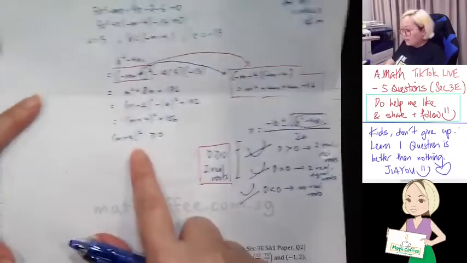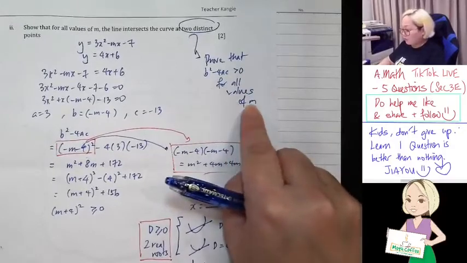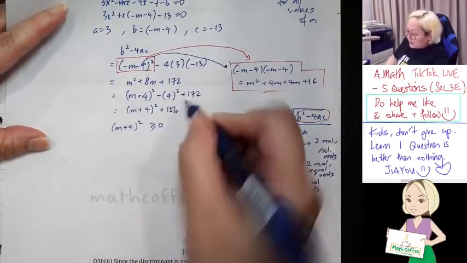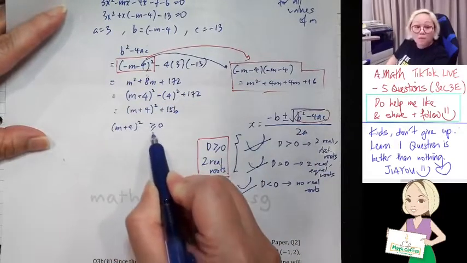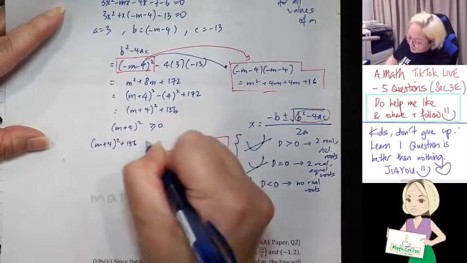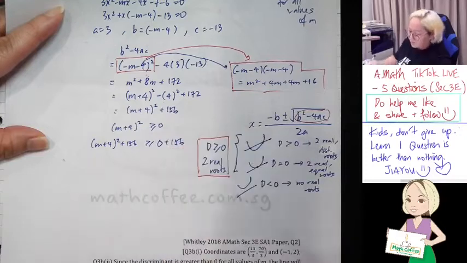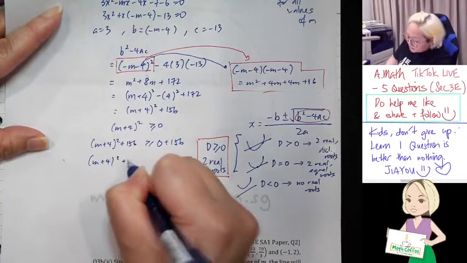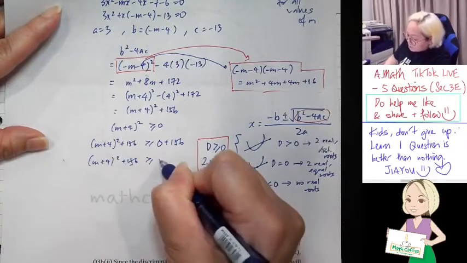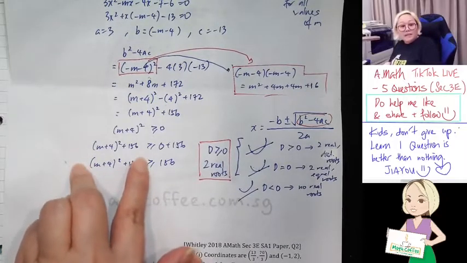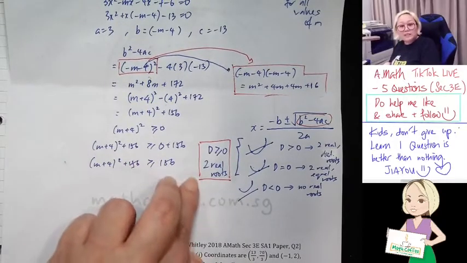Okay, so we are not done yet. I'm supposed to prove that my discriminant is more than 0 for all values of m. So all I need to do is, this is my discriminant. I need to say that my (m plus 4) squared is more than or equals to 0. So my (m plus 4) squared plus 156 becomes this. Agree or not? So in other words, my (m plus 4) squared plus 156, which is the discriminant, is more than or equals to 156. So you see, I already showed that this will be more than 156. Agree or not?